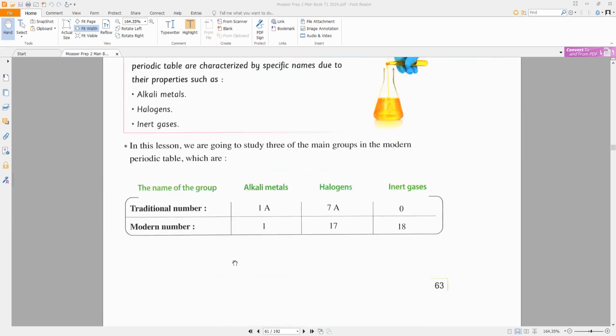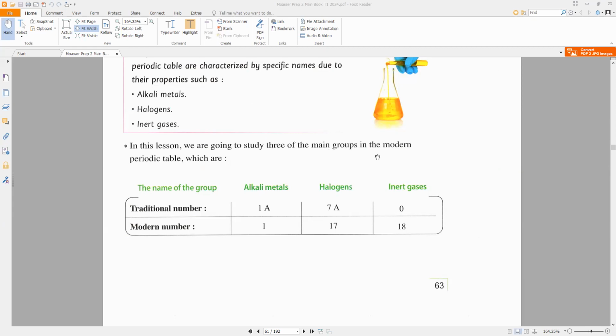The three main groups are: 1A in the traditional name, and in the modern it's number 1. Halogens, 7A group in the traditional number, but 17 in the modern number. Inert gases or noble gases, that is group 0 in the traditional number, but 18 in the modern number.